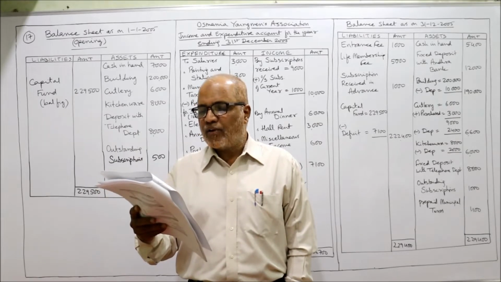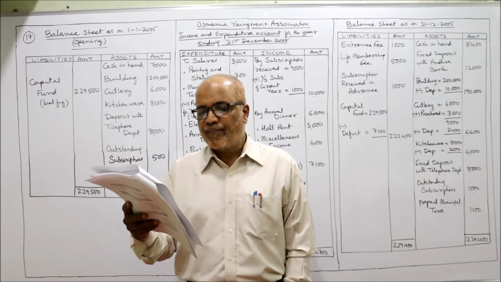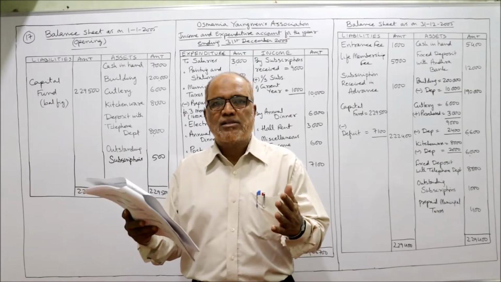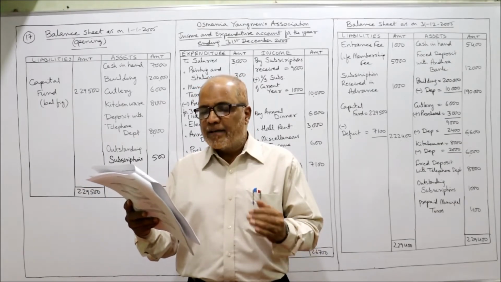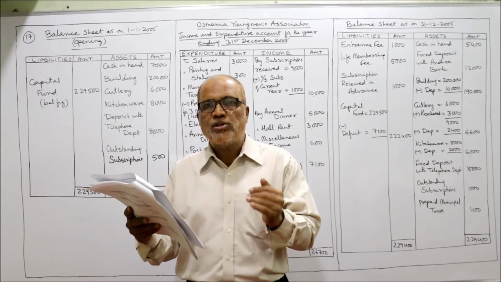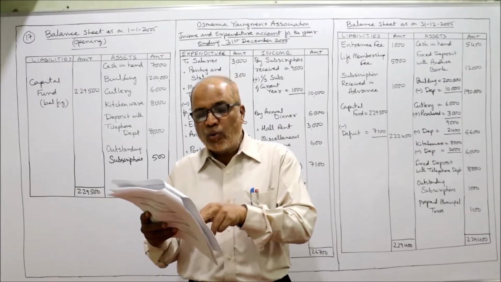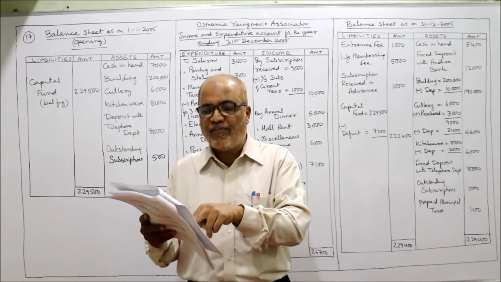Receipts and payments account for the year ended 31st December 2005. Debit side, receipt side. To balance brought down 7,000. This is the opening balance. To subscriptions. Subscriptions are separately given for 2004, 2005, 2006. Our current year is 2005. So for 2004, last year's subscription, they have received 500 in the current year.